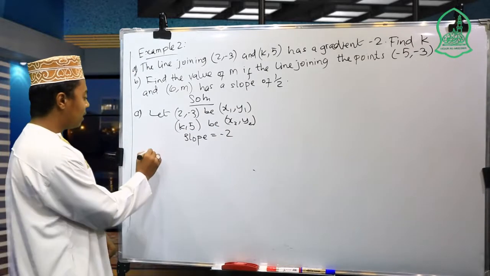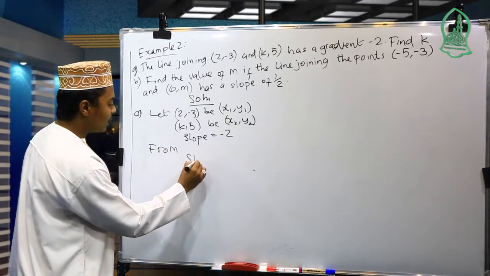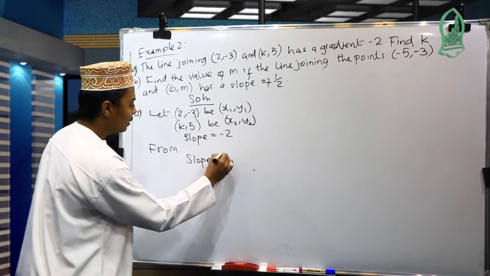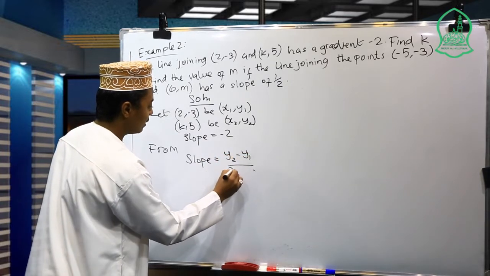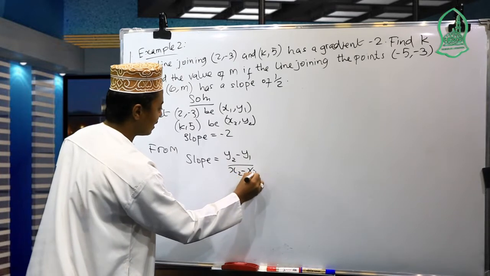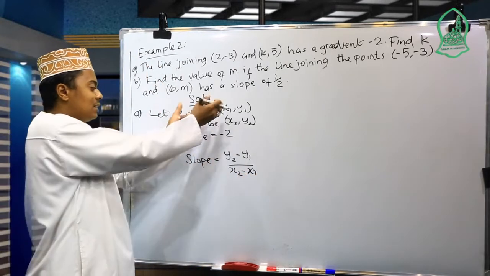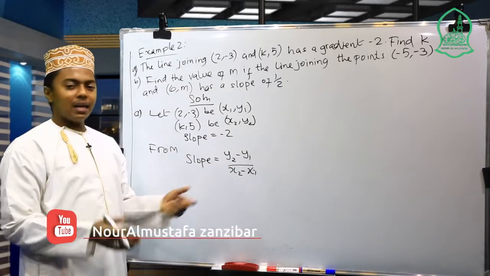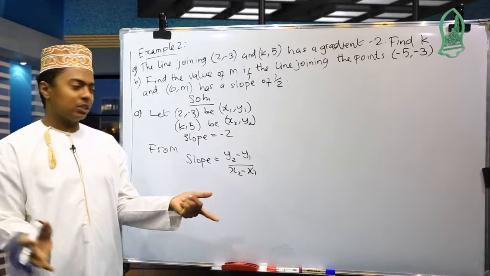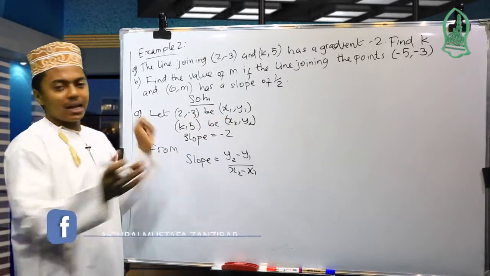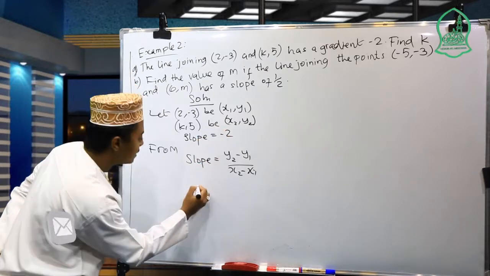So from the formula, we have this formula, y2 minus y1 over x2 minus x1. If we put in the values in this formula, then just simplify that expression, we are going to get the value of K. So what is slope? Slope is negative 2.